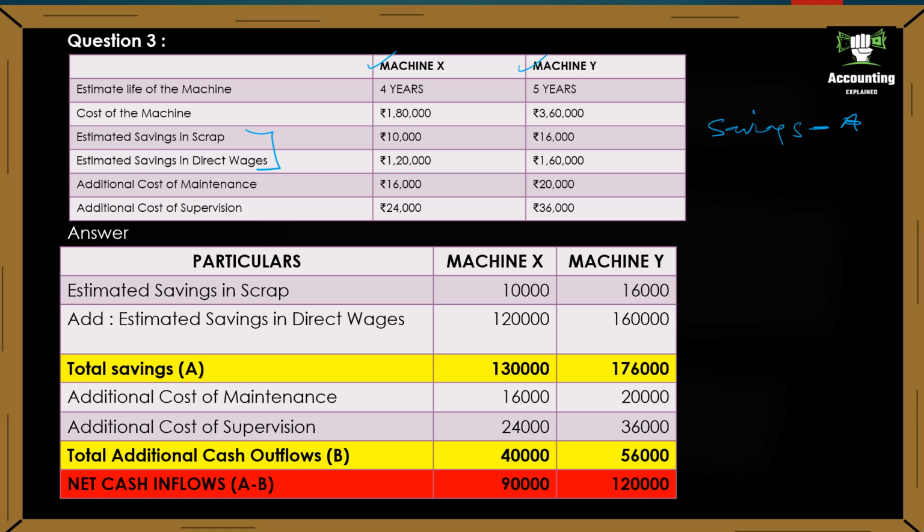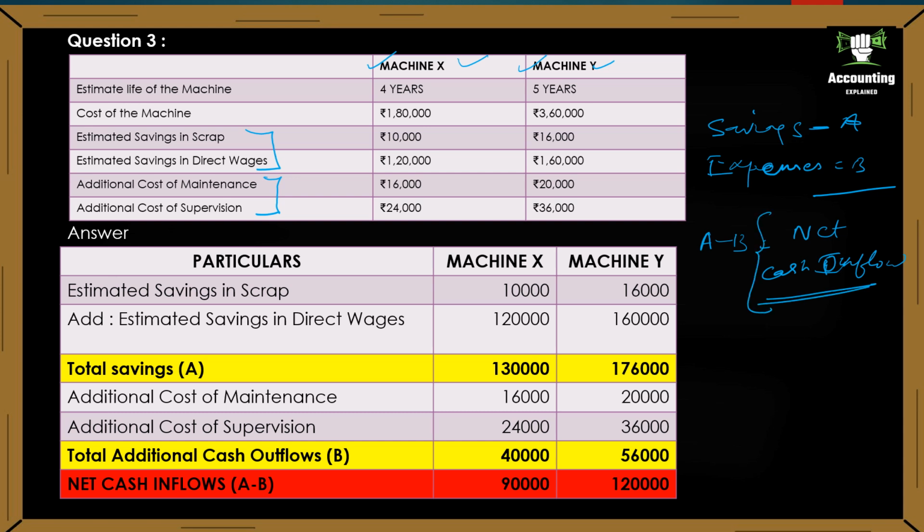Then expenses on buying machine X and machine Y. What are the expenses? Additional expenses which we incur on buying X and Y machines: additional cost of maintenance and additional cost of supervision. So expenses should be added and named as B. Now we have to deduct A minus B. You will get net cash inflow. From net cash inflow we can find the traditional payback period easily.